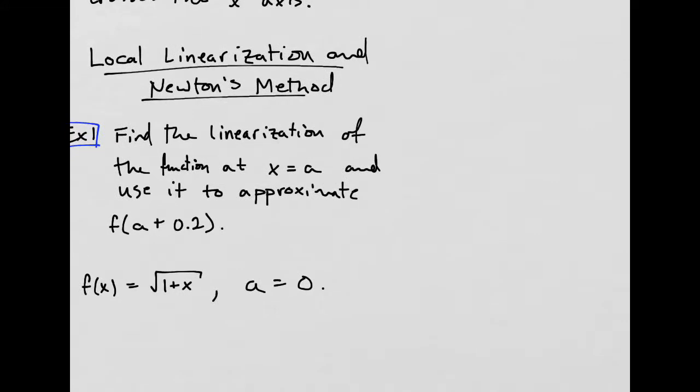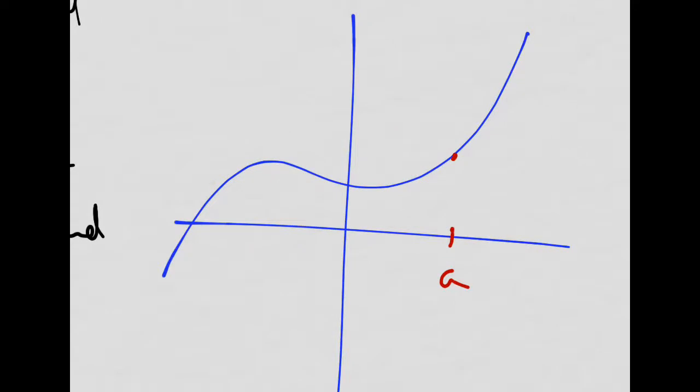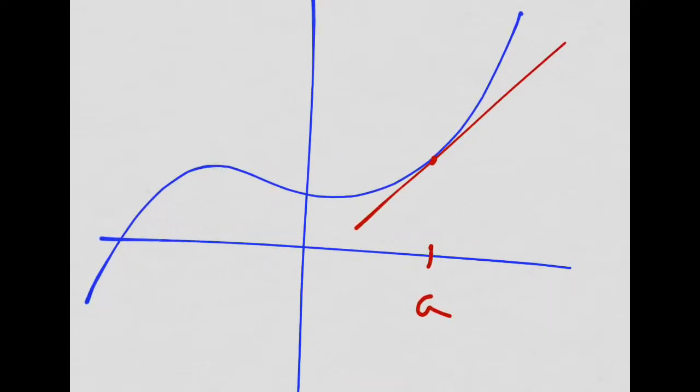You just leave them there. You don't have to write this part down. But if I have some function and I get a tangent line at x equals a, and I plug in, say, like right there, that's a plus 0.2.